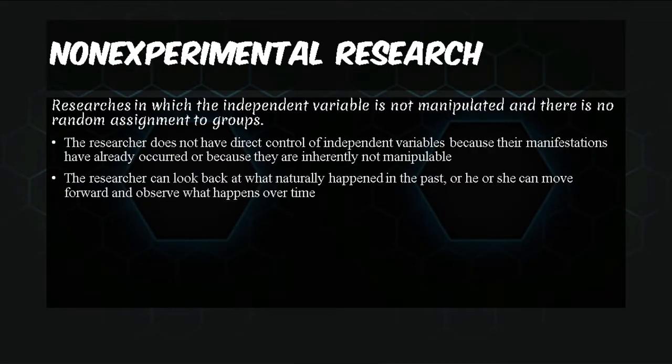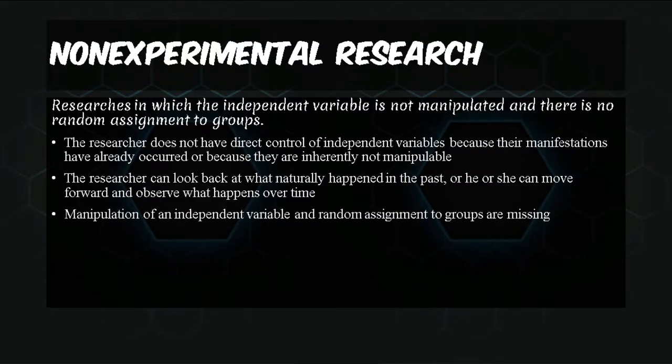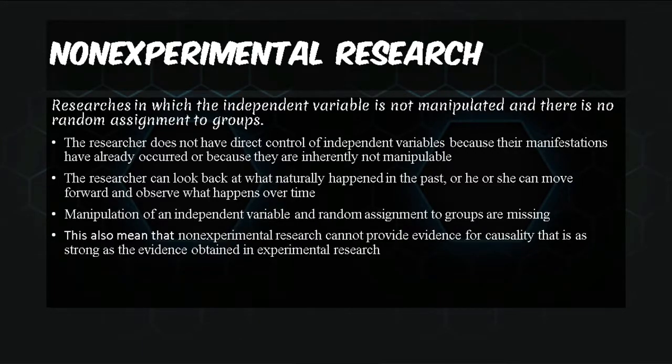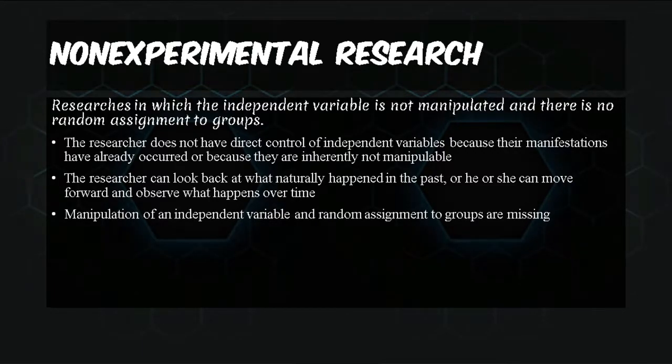The researcher can look back at what naturally happened in the past, or the researcher can move forward and observe what happens over time. Manipulation of an independent variable and random assignment to groups are missing. Random assignment might be missing not because we want it that way, but because we are not able to, because it's impossible to do that.